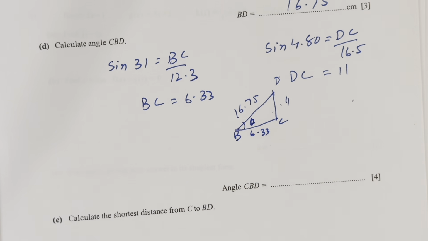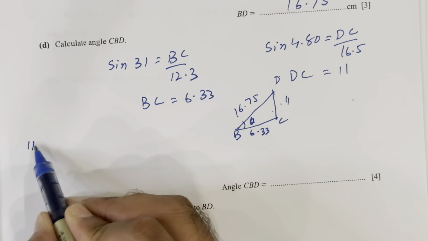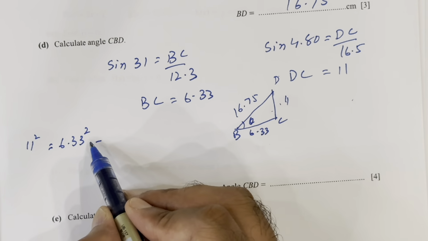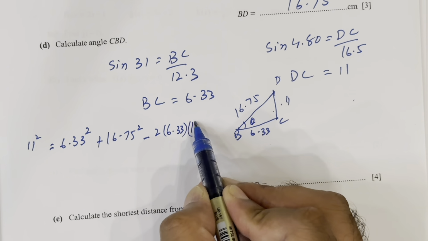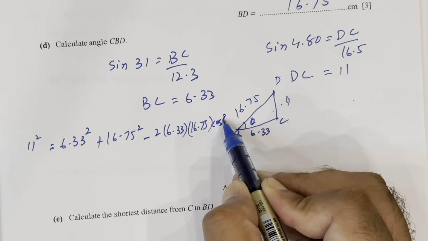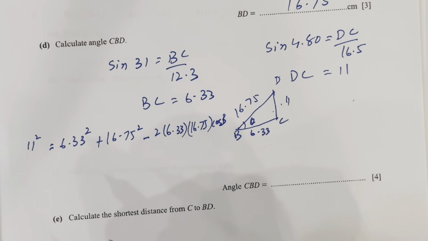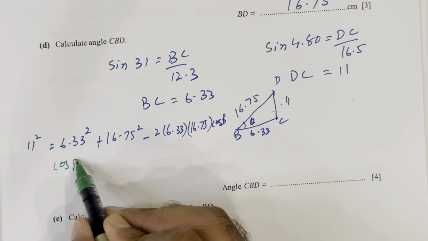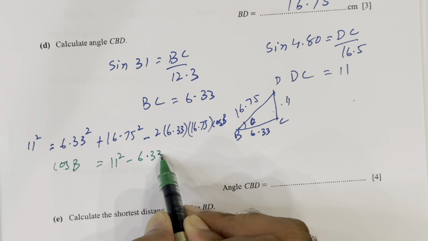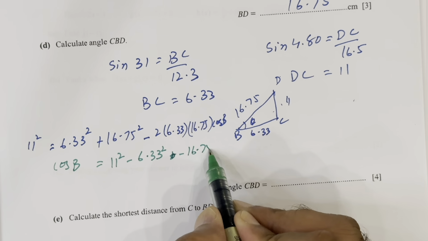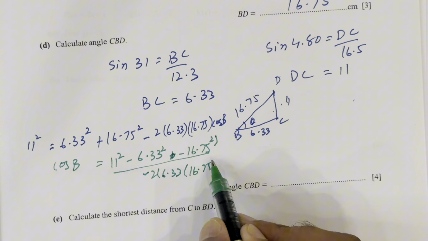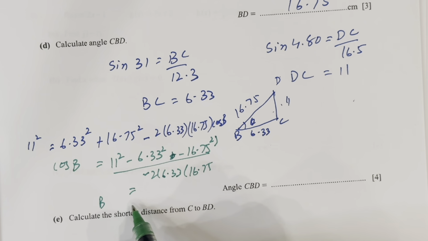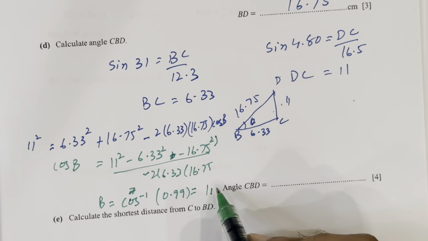We need to find this angle. We can apply the cosine rule here. 11 square is equal to 6.33 square plus 16.75 square minus 2 into 6.33 into 16.75 and cosine of B. You can separate cosine B, and it would be 11 square minus 6.33 square minus 16.75 square over minus 2 into 6.33 into 16.75. You get the value of B is equal to cos inverse of 0.99, and it would be 19.5 degrees.